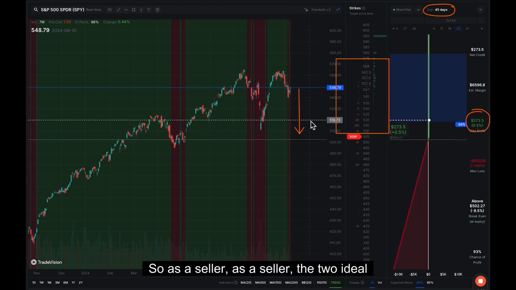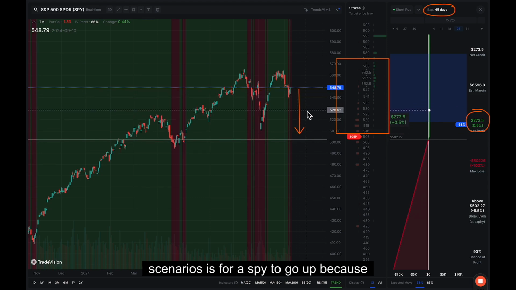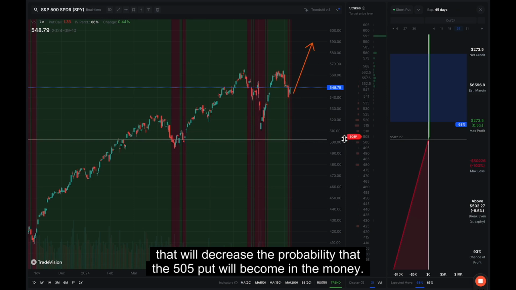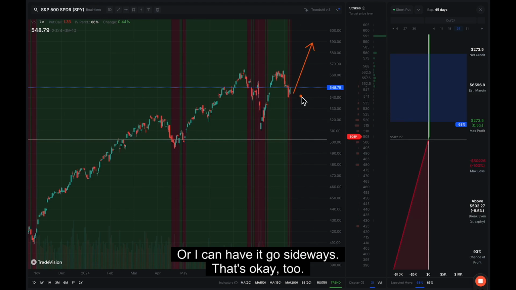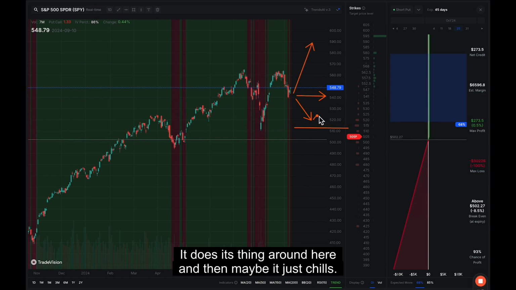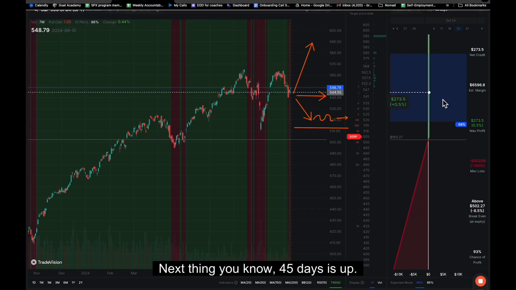So as a seller, the two ideal scenarios are for SPY to go up, because that will decrease the probability that the 505 put will become in the money, or I can have it go sideways. That's okay too, right? Or maybe it does go down, but then it doesn't go down far enough. Maybe it just kind of stagnates, does its thing around here, and then maybe it just chills. Next thing you know, 45 days is up.